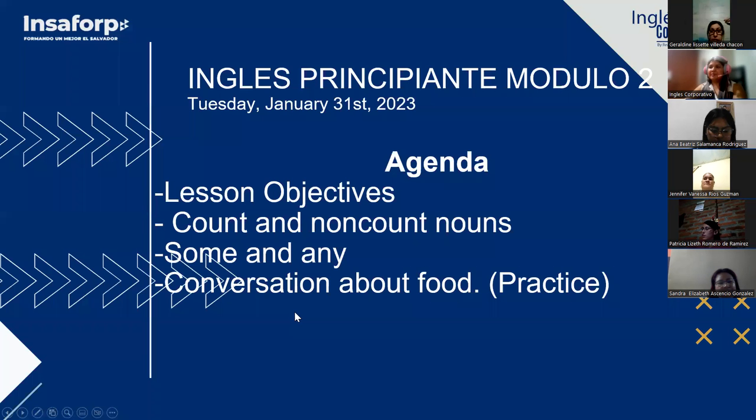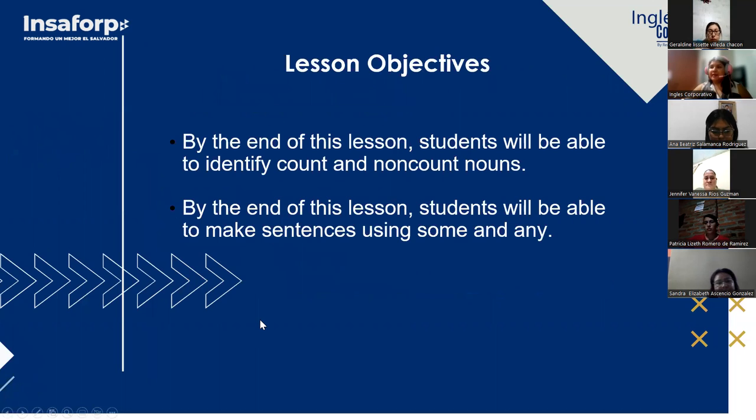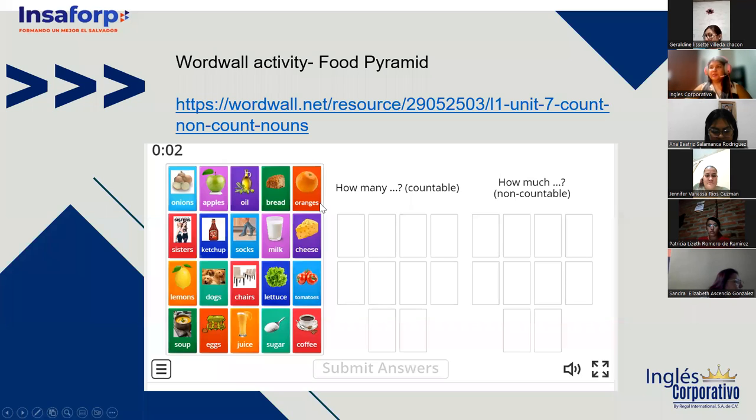Okay, very good. So we're going to start today. Today is Tuesday, January 31st, 2023. The agenda for today, we have the lesson objectives. We're going to study count and non-count nouns, okay? Los nombres que se pueden contar y que no se pueden contar, ¿okay? Vamos también a aprender a usar some and any. At the end, we are going to try to use them in a conversation, okay? Good. At the end of this lesson, you will be able to identify count and non-count nouns, and also you will be able to use some and any. Okay, good.